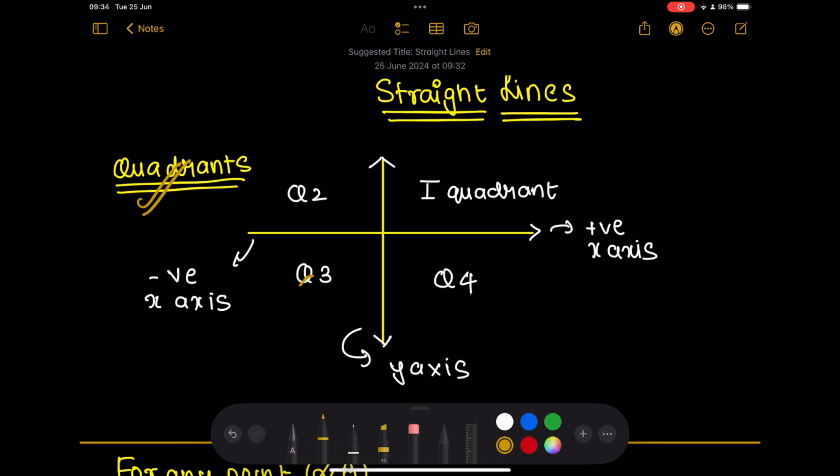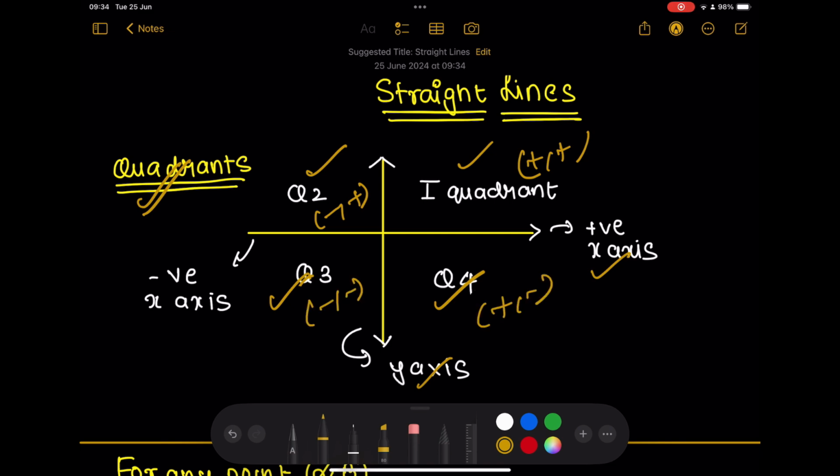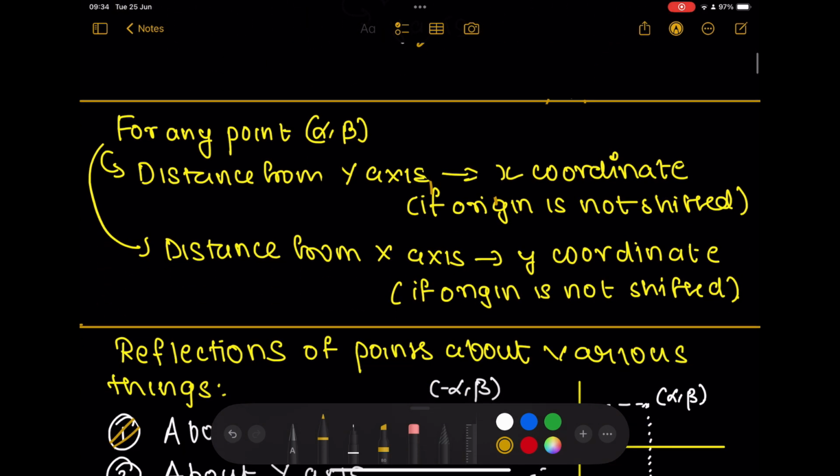So first thing is quadrants. Quadrants is a very basic thing. There are two axes, an x-axis and a y-axis, and they divide the entire 2D space into 4 quadrants: first quadrant, second quadrant, third quadrant, and fourth quadrant. In the first quadrant, every point is of the form positive comma positive. Second quadrant, every point is of the form negative comma positive. Third quadrant, every point is of the form negative comma negative. And fourth quadrant, every point is of the form positive comma negative. So this is a very simple thing that you have to know.